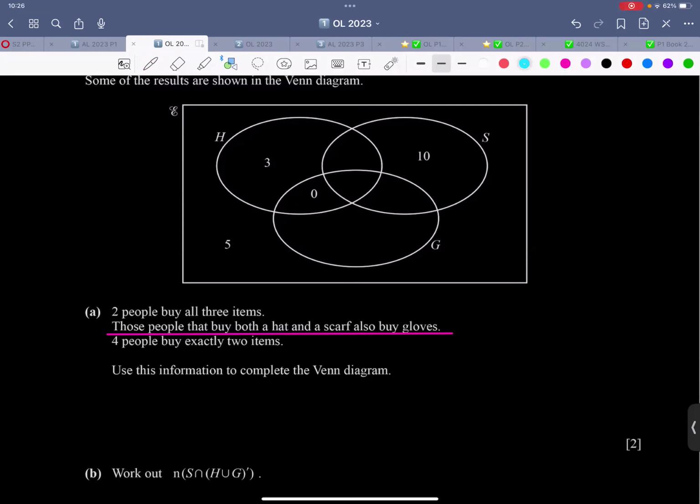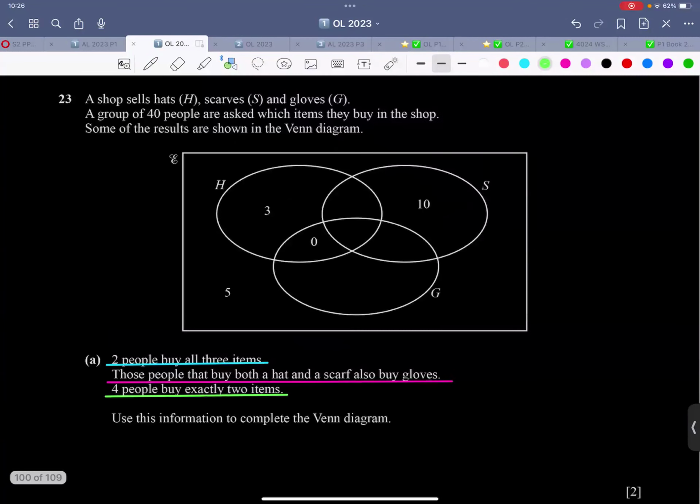So now let me use colors. This is for blue color. And then let me use green color for over here, and whatever else is left. Now, first of all, H for hat, S for scarf, G for gloves. So now 2 people buy all 3 items. That's in blue color. So let me write 2 in the middle over here.